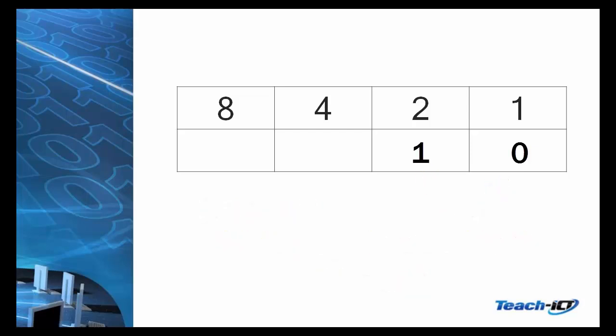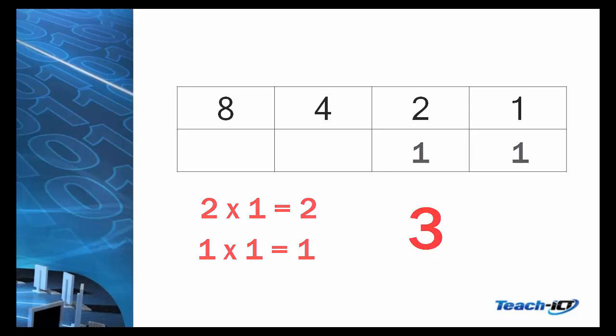Okay, so how about if we wanted to show the number 3? We already have a 1 in the 2 column. As you know, 3 minus 2 gives us 1 left over, so we need to put a 1 in the ones column, like this. So doing the math, we have 2 times 1 equals 2, and 1 times 1 equals 1. Add them together and you get 3.